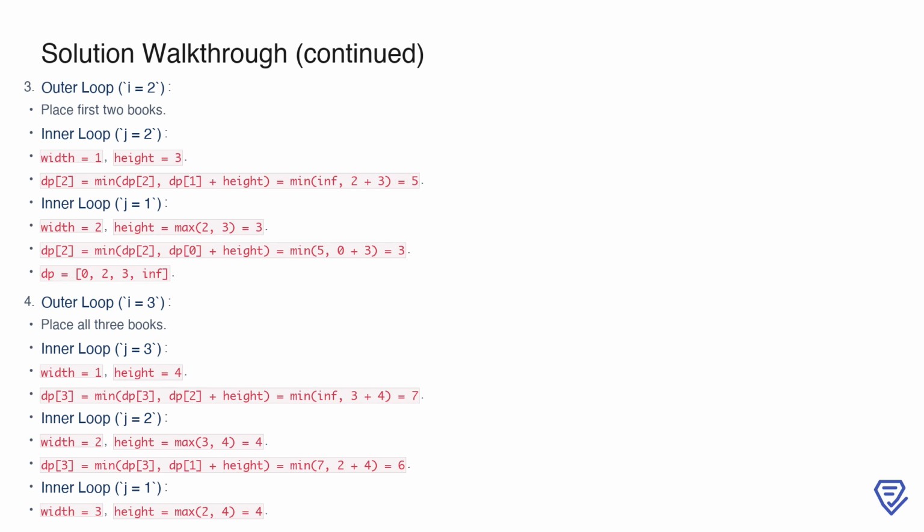For all three books, we begin with the third book, setting its width to 1 and height to 4. This updates dp[3] to dp[3] = min(dp[3], dp[2] + height) = min(inf, 3 + 4) = 7. Then, we consider the second and third books together, with a total width of 2 and height of 4. This updates dp[3] to dp[3] = min(7, dp[1] + 4) = 6.